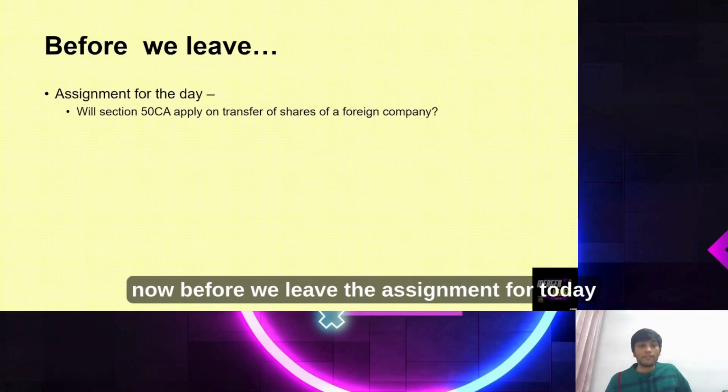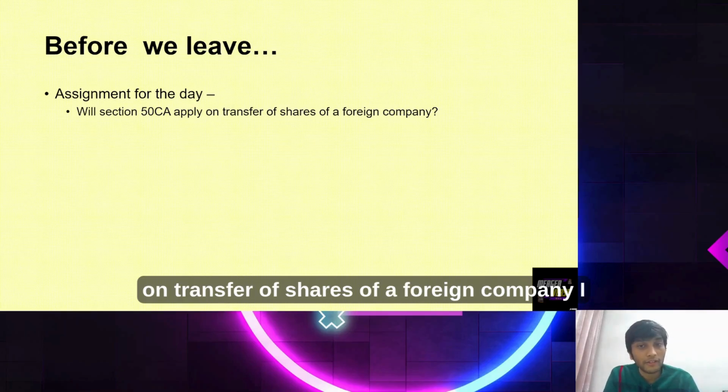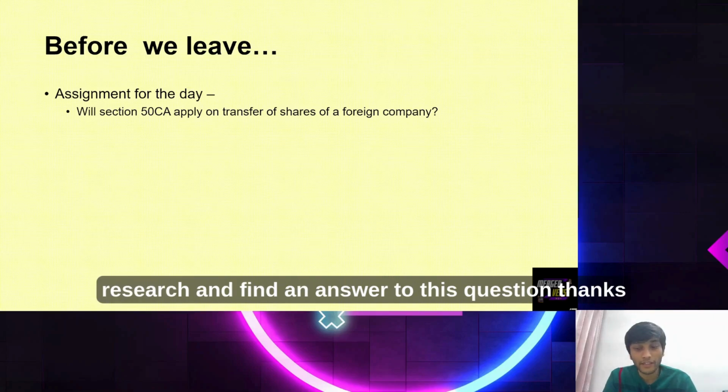Now before we leave, the assignment for today is: will section 50CA apply on transfer of shares of a foreign company? I hope you will be able to do some research and find an answer to this question.